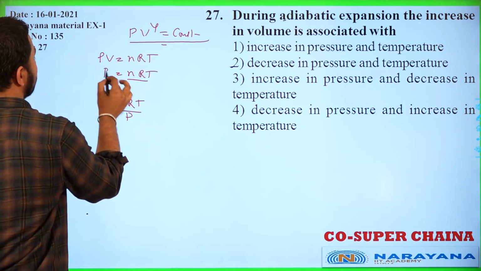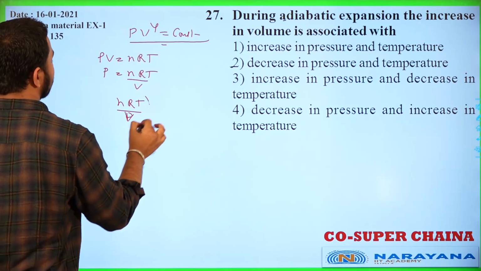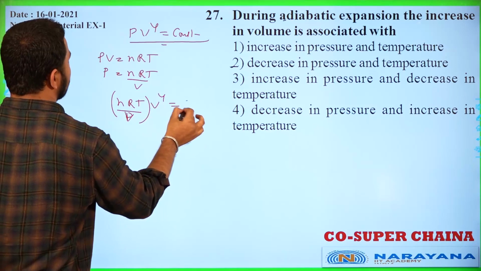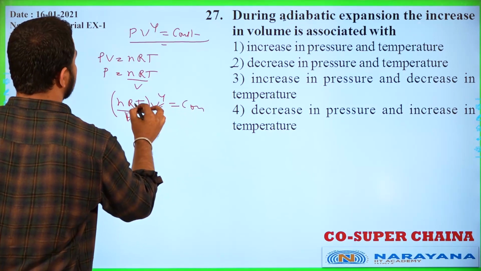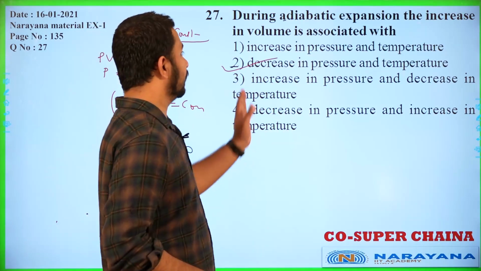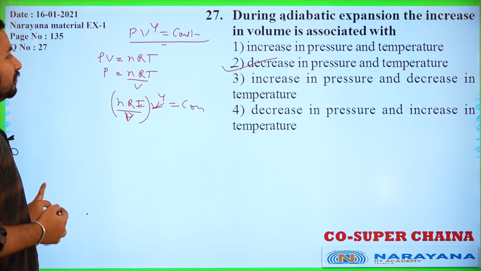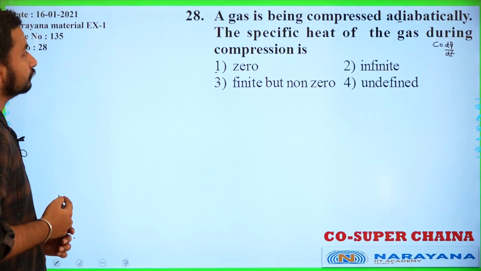So P will be written as nRT by V. We can substitute it here in PV to the power gamma, which is equal to constant. So we again see there is a relation between V and temperature. So there will be a decrease in pressure and temperature as there will be an increase in the associated volume, and that will be the answer to this question.